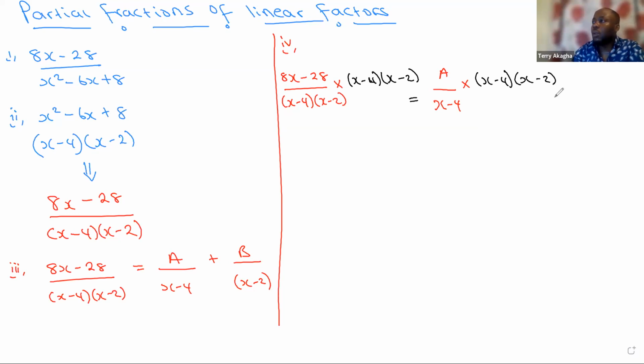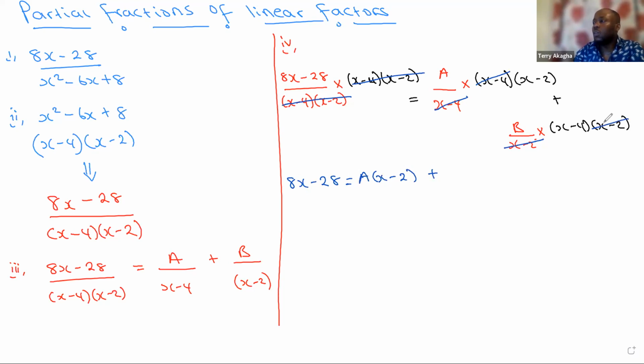Okay. Then plus the same thing for the b. The b will do the same thing. It's going to be b over x minus 2 multiplied by the denominator, x minus 4, x minus 2. Then you cancel out. So x minus 4, this will cancel all this. So you're going to have 8x minus 28. This will cancel this. You're going to be left with a(x minus 2) plus, this will cancel this, and it's going to be b(x minus 4).